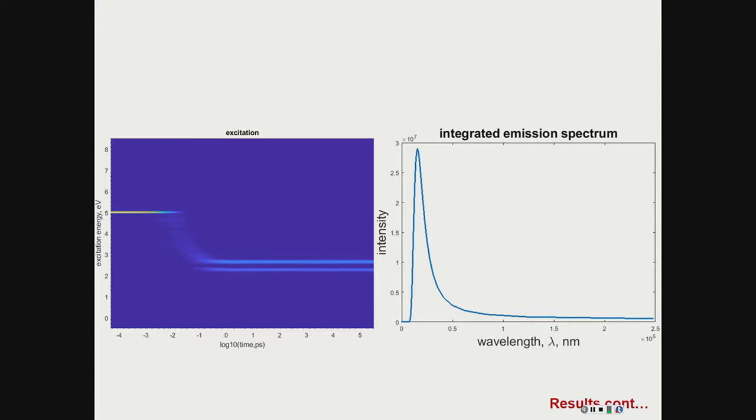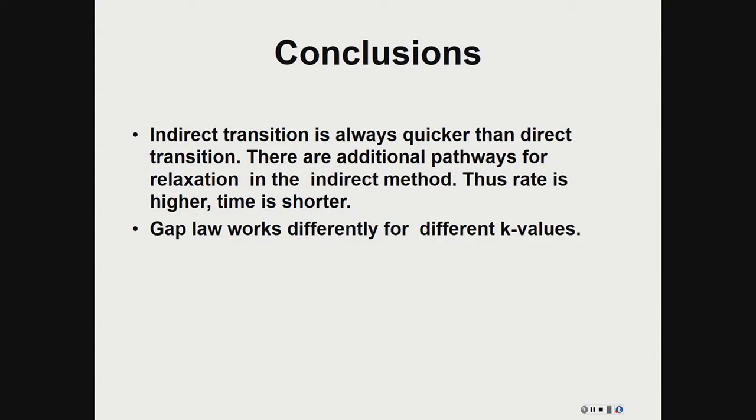Is it the last slide? Almost. Yeah. So the conclusion is about the relaxation rate. Electron hole relaxes faster for all transitions. And that's all. Okay, thank you.